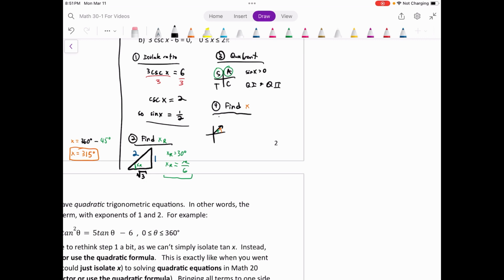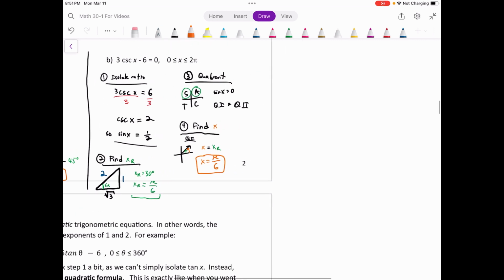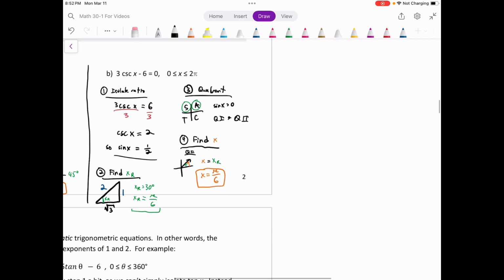So in quadrant 1, our mystery angle x is just the same as our reference angle, which we've established is pi over 6. So there we go. That is one possible valid solution. Okay. The other one is going to happen, as we've established, in quadrant 2.